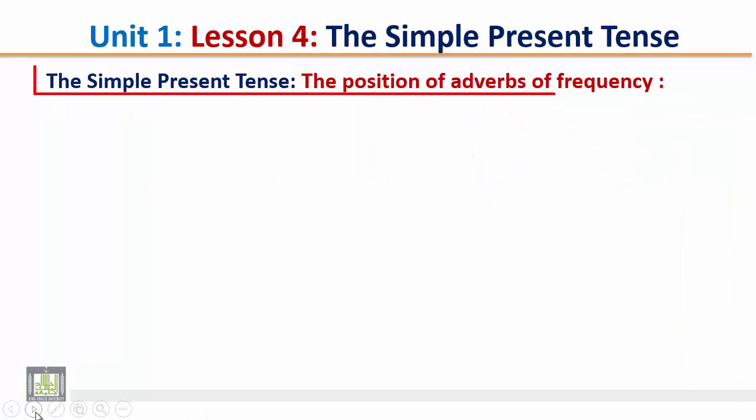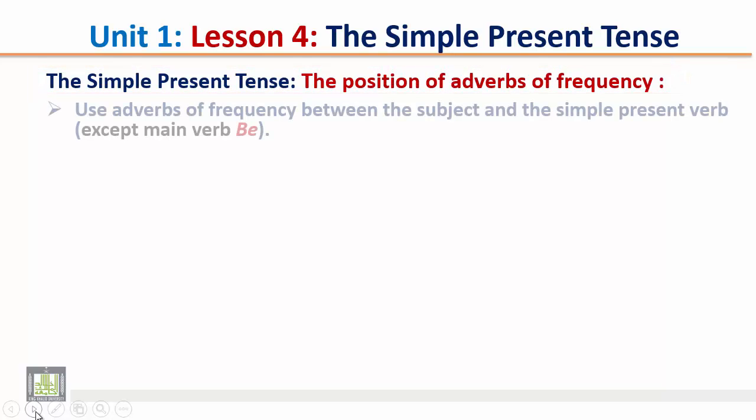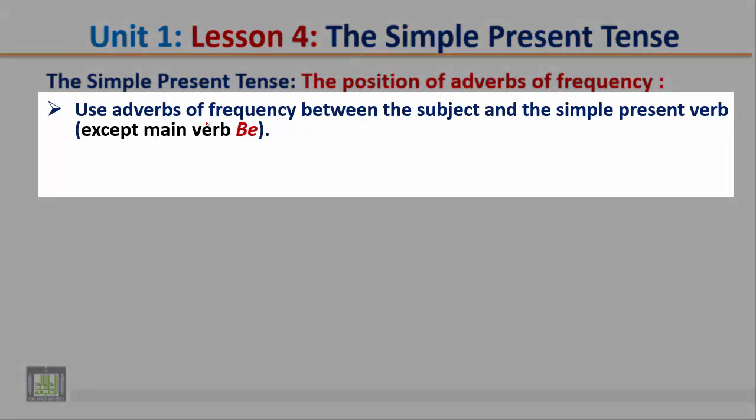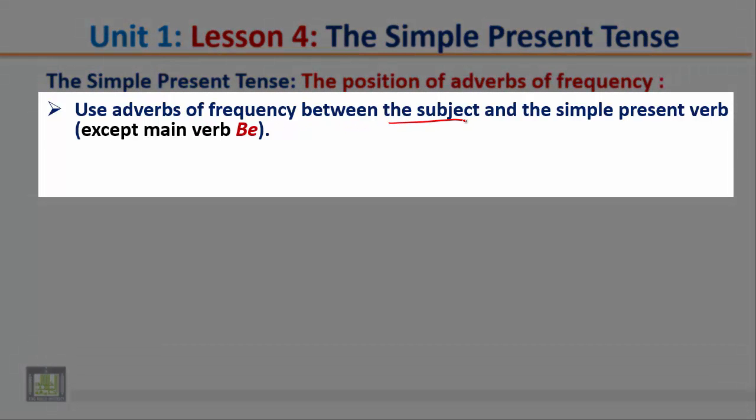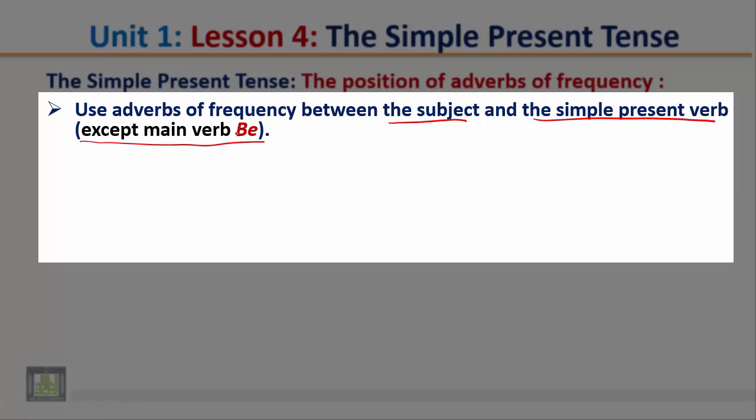The simple present tense, the position of adverbs of frequency. Now we are going to talk about the place where we put the adverb of frequency in the sentence. Use adverbs of frequency between the subject and the simple present verb, except main verb be. So this rule doesn't apply to verb be.